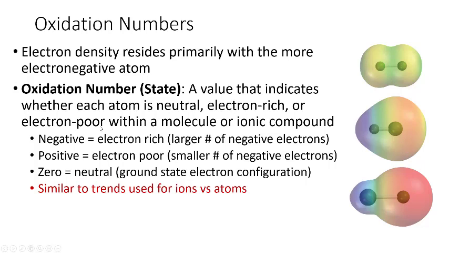If you have a negative oxidation number, that means you have more of a negative charge, which means you are electron rich. If you have a positive oxidation number, that means you have a smaller number of these negatively charged electrons, which means you are electron poor. If you have a zero oxidation number, that means you are electrically neutral, in your ground state electron configuration, where you're not pulling any larger or smaller amount of electrons. This is similar to the trends used for ions versus atoms.